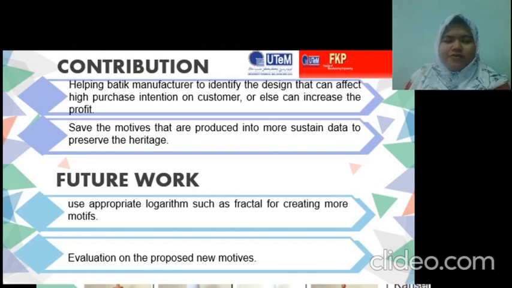And then for the future works, it's preferable to use an appropriate algorithm such as fractal for creating more motifs. And second is evaluation on the proposed new motifs.